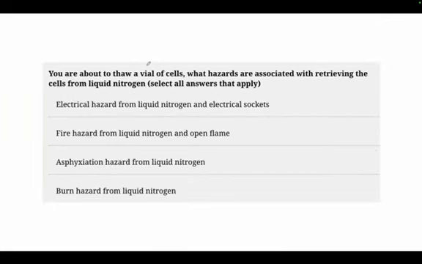You're about to thaw a vial of cells. What hazards are associated with retrieving the cells from liquid nitrogen? As we know, liquid nitrogen is extremely cold, and if it comes in contact with your skin, it can actually burn it. But also, since it is liquid nitrogen, it can sublime to form nitrogen gas, which can also pose an asphyxiation hazard. So both of these are true.